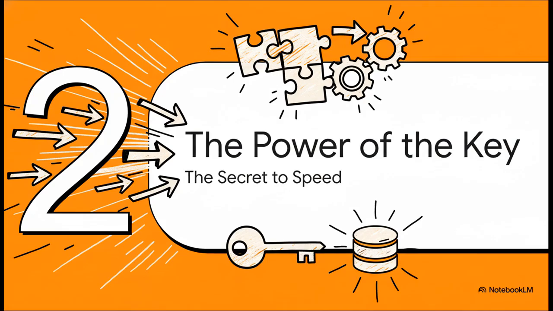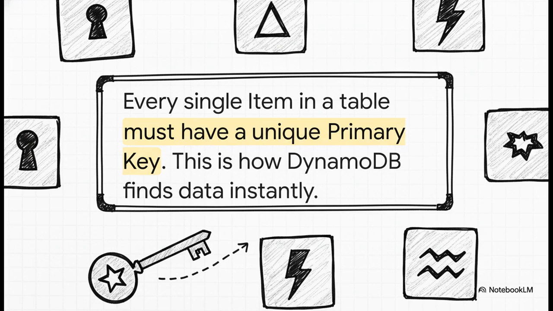Okay, Section 2, the power of the key. So we've got the basics down: tables, items, attributes. Now, let's get to the most important concept in all of DynamoDB. I'm not kidding. This is the secret sauce. This is what makes it so mind-blowingly fast. We're talking about the primary key. This right here, this is the number one non-negotiable rule. Every single item that you put into a DynamoDB table has to have a unique primary key. Just think of it like a street address for your data. It's not a suggestion, it's a requirement. It's how DynamoDB knows exactly where to go to grab your data instantly, without having to search around for it.